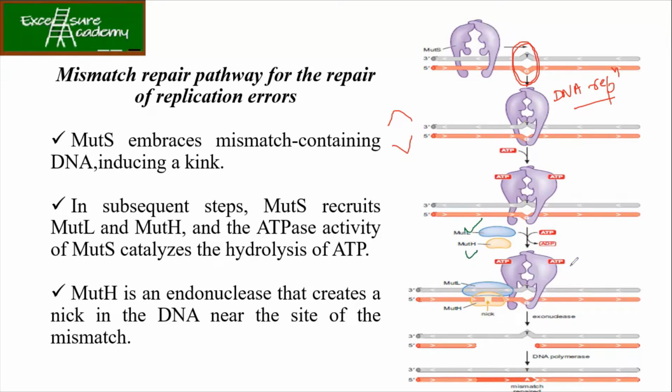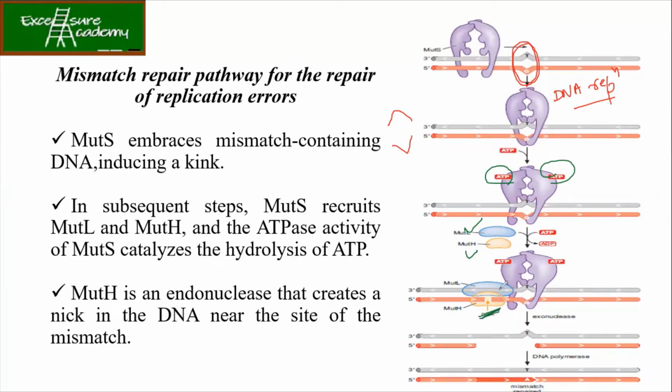And the ATPase activity of MutS. See, can you see here is your ATP binding domain. Now it gets activated and hydrolysis of ATP will happen. Once ATP hydrolysis is happening, MutH gets activated and it is going to make a cut near this side. Okay, can you see, when MutL and MutH are recruited, ATPase activity of MutS gets activated and MutH, which is an endonuclease, will make a nick in the strand.